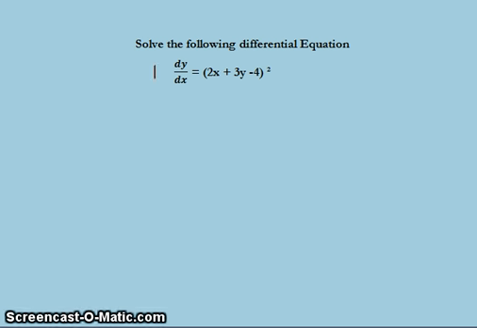Next we are going to discuss a differential equation of the form that is reducible to variable separable. Here we need to solve a differential equation of the form dy by dx equal to (2x plus 3y minus 4) whole squared. This is of the same form as we have discussed earlier. As discussed, first we put 2x plus 3y minus 4 equal to v. Let's label this equation as 1.